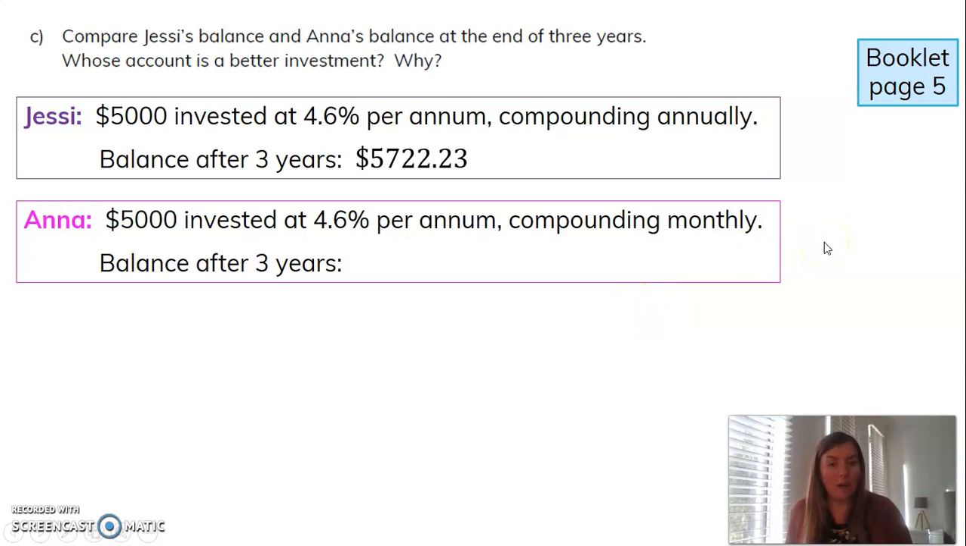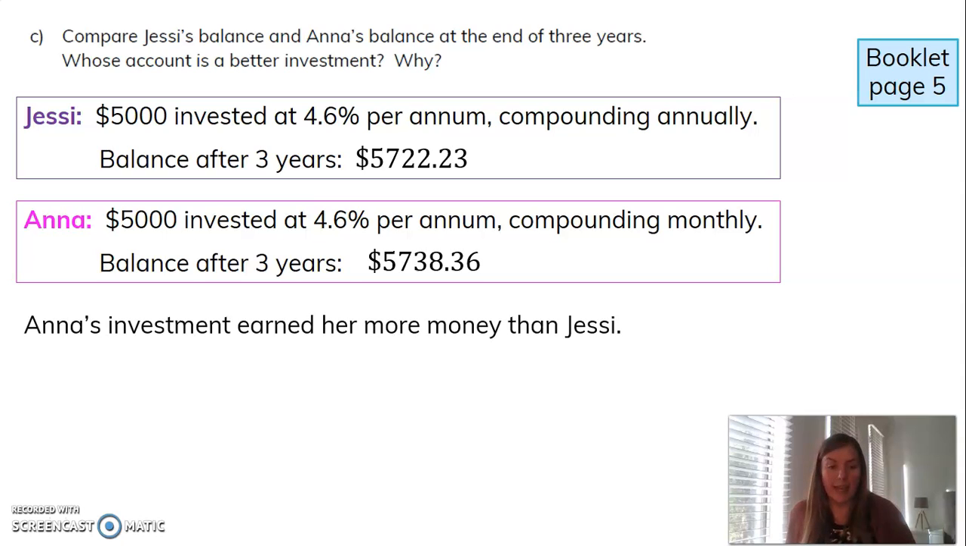Okay, let's see what the best outcome is for these 2 girls. All right, which one there has the most at the end of the 3 years? You should be able to see that Anna has the most at the end. So basically, we can summarize and say Anna's investment earned more than Jesse's. Can we think of a reason why that would be?